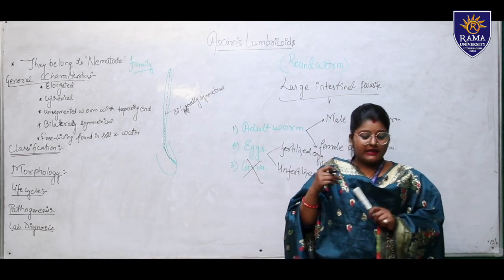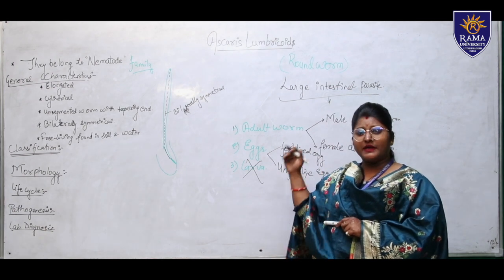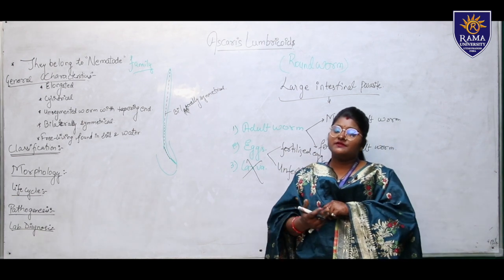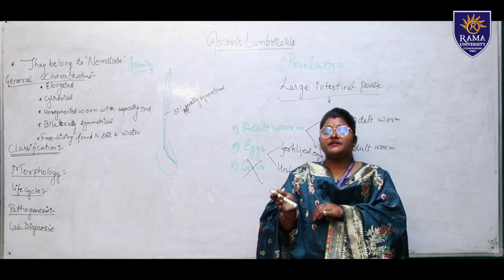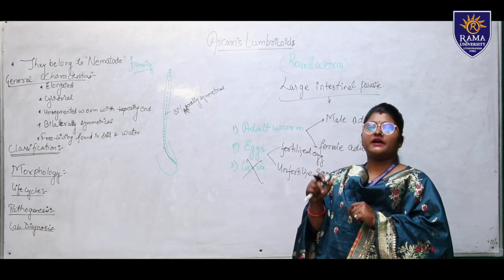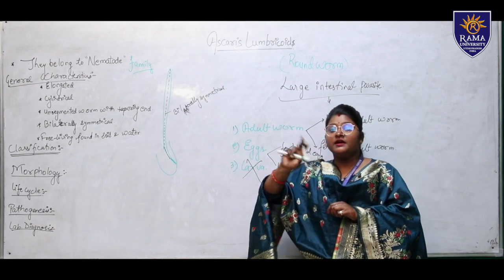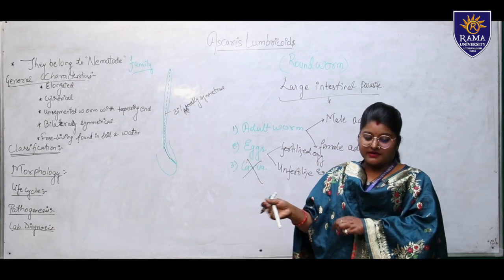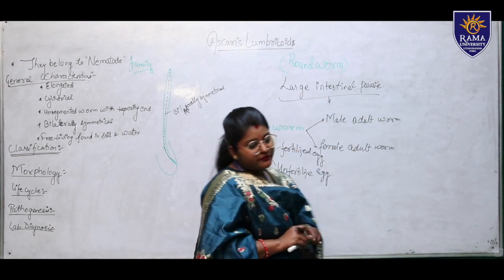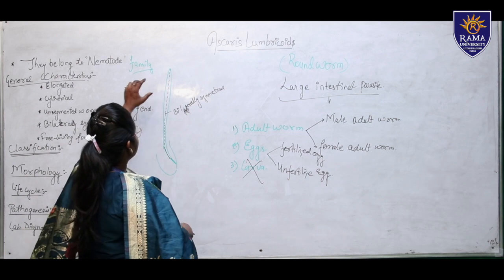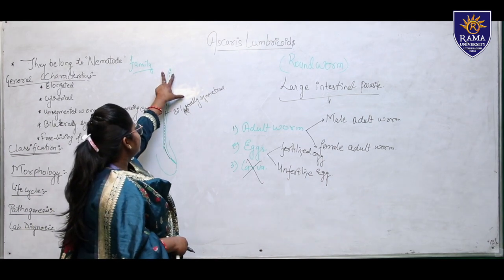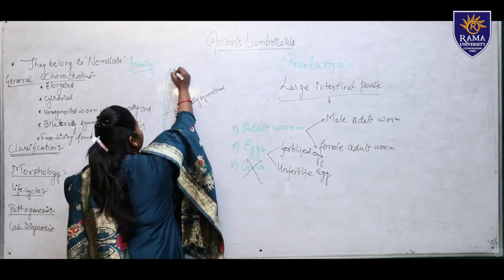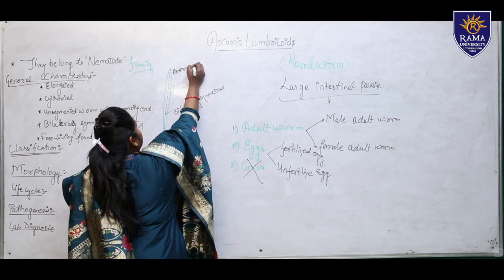They are pale pink in color when freshly passed in stool. After some time in contact with the environment, the color changes and it becomes a milky white appearance when exposed to normal environmental temperature. Now the mouth is at the anterior end, and the posterior end has the tapering end.